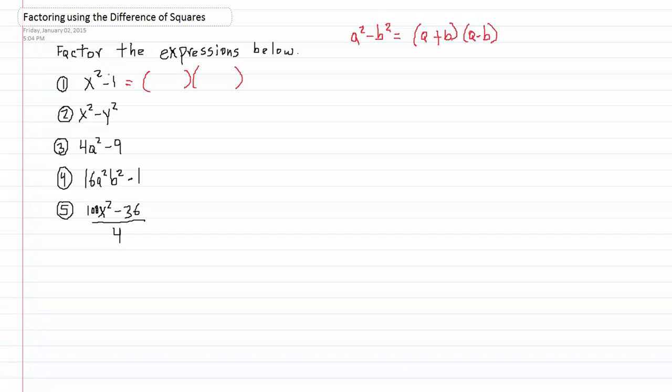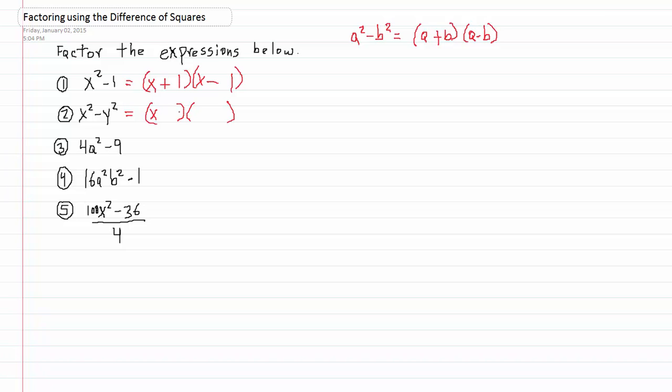So here we just take the square root of the first term, which is x. We write it in the first parentheses and the second one. And then we take the square root of the second term, right, which is also a perfect square, and that would be 1. So we write a 1 here and a 1 here. Then we would write plus and then minus. And we're done.